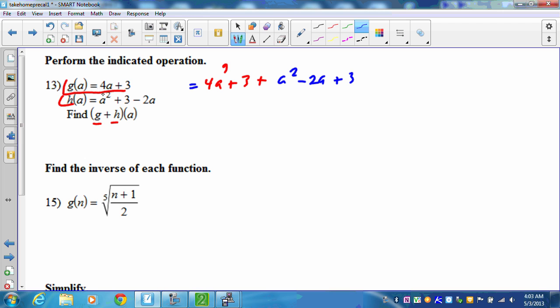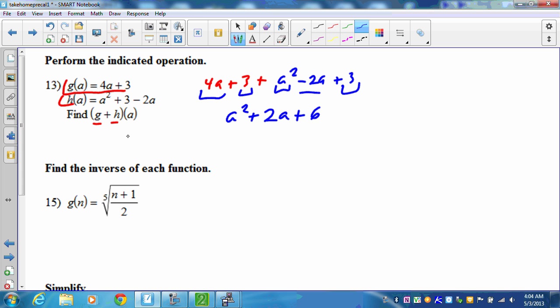It doesn't say what it's defined as, but maybe they sometimes call this I or another letter like J, to create a new function. But anyway, let's see what we have in common. We have, no, those two aren't in common, are they? That's a 4a minus 2a. That leaves me with a positive 2a. We have a positive 3 and a positive 3, leaving me with 6. And then finally we have this a squared over here. So this is what the g plus h is equal to.